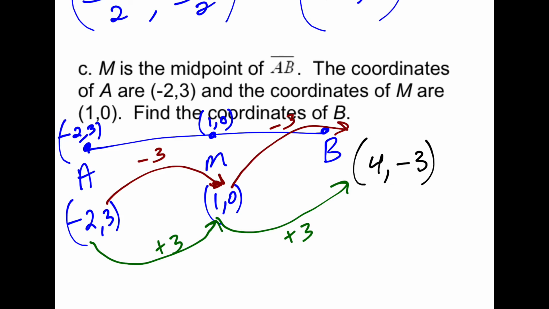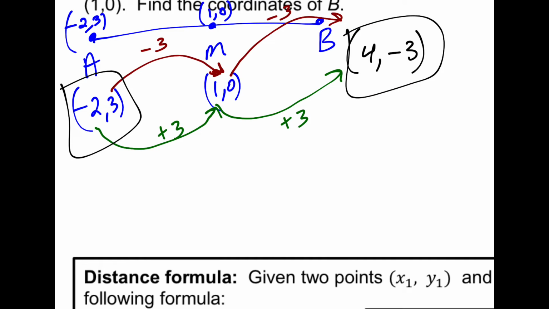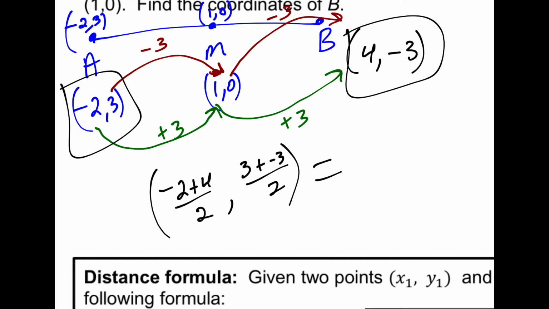If I want to check my answer to see if it's right, then I can consider that these are the endpoints and I can add them together. Negative 2 plus 4 divided by 2. 3 plus a negative 3 divided by 2. If I did it right, I'll end up with 1, 0, which was the midpoint they gave me.